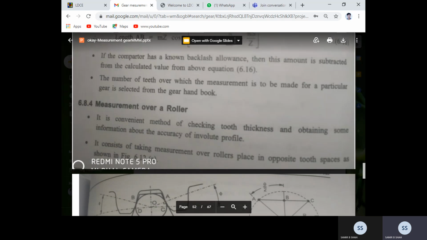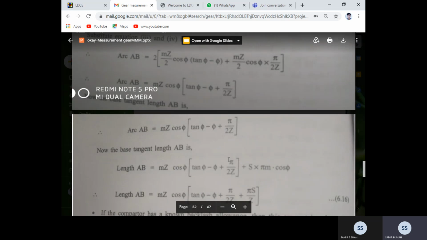In the previous lecture, we discussed the base tangent method, the constant chord method, and measurement over a roller. In these three methods, we discussed how we measure the thickness of the gear tooth.